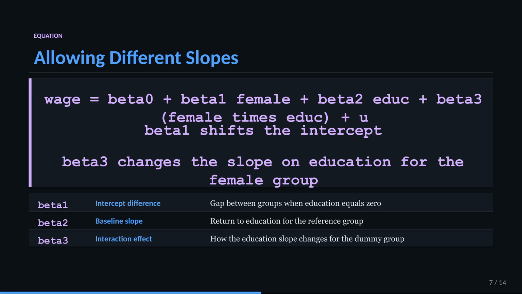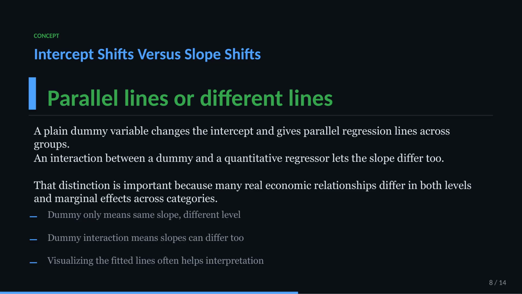It helps to separate these two ideas cleanly. A plain dummy variable means the groups have different intercepts but the same slope. An interaction means the slope can differ too. So if we only include the dummy, we are assuming parallel fitted lines. If we include the interaction, we are allowing the lines to tilt differently. That is a much richer model. And often it is more realistic, because education, policy exposure, or experience may matter differently across different groups.